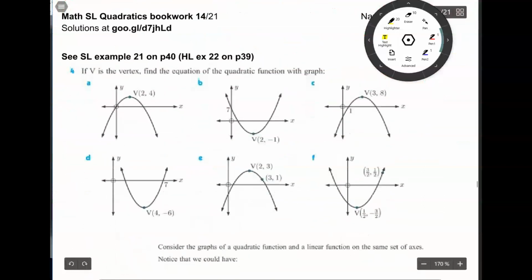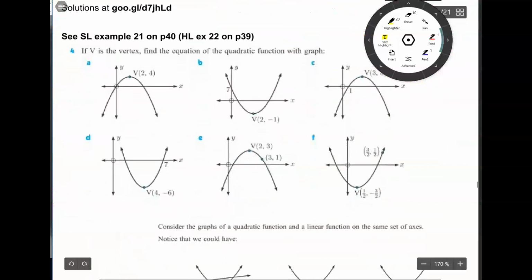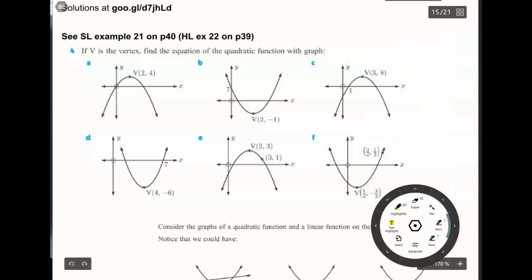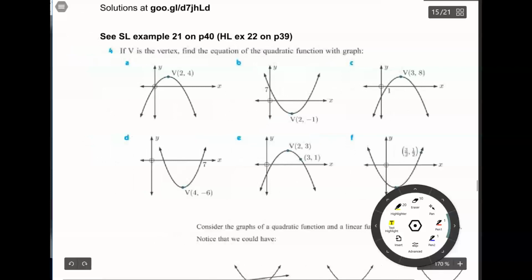Page 14 of quadratics. If V is the vertex, then find the equation of the quadratic function with these graphs. So this is kind of a continuation of before, but these are mostly in vertex form. Okay, so let's see. For this one here, I'm going to use vertex form.